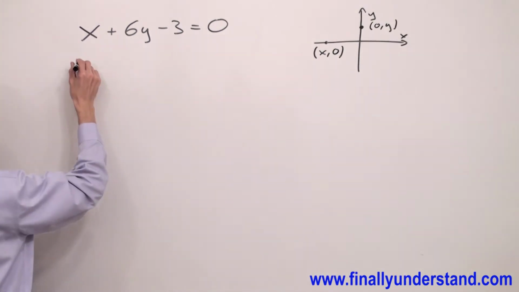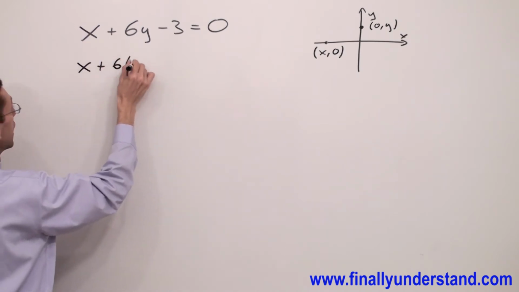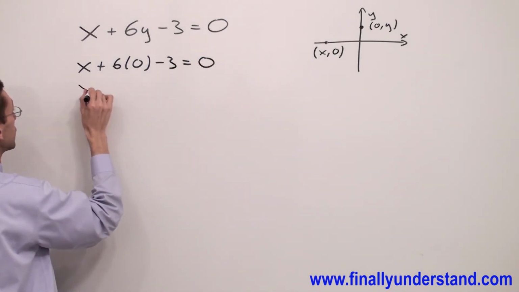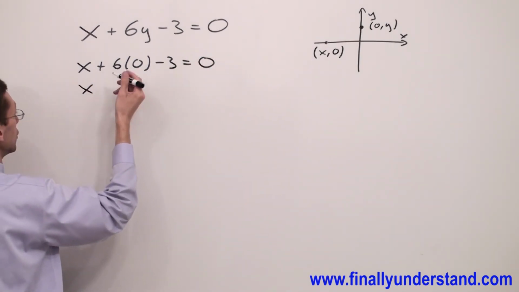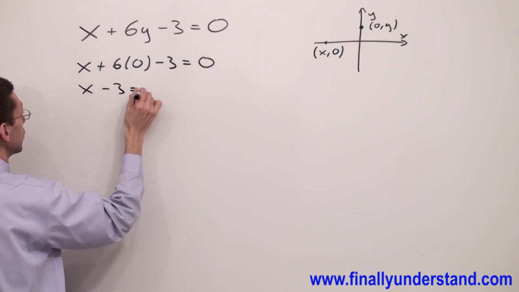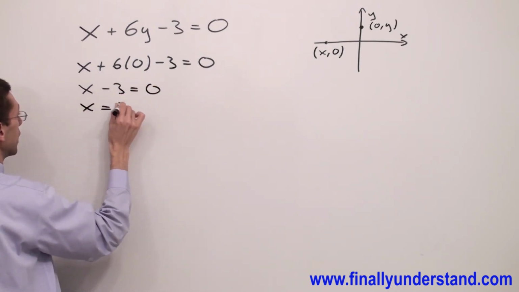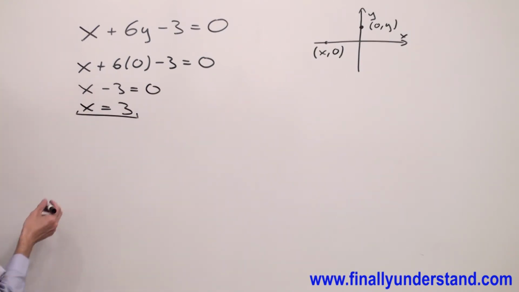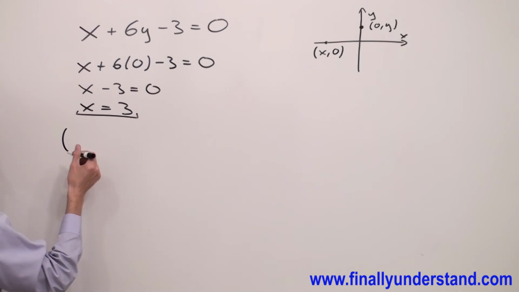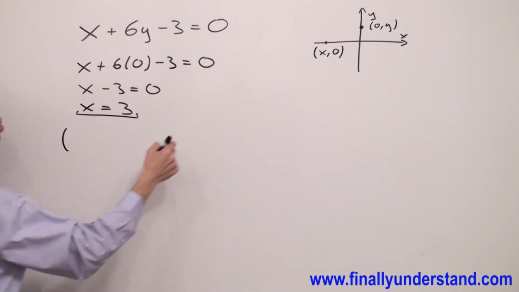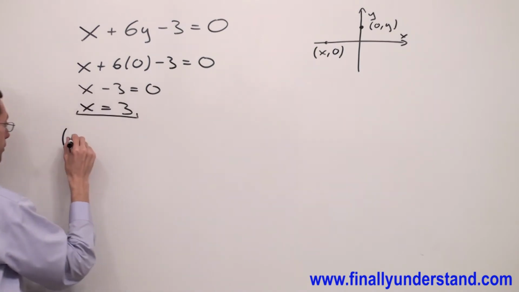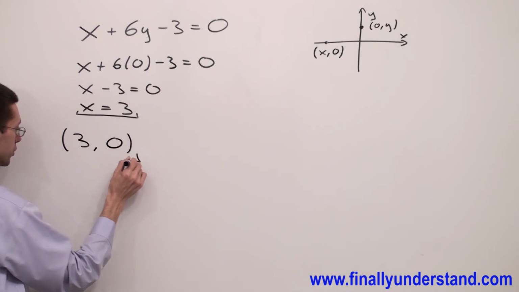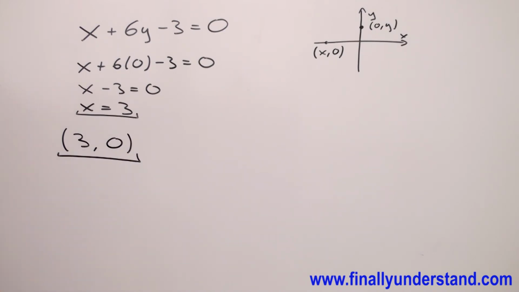So I have x plus 6 times 0 minus 3 is equal 0. So I have x, 6 times 0 is 0, minus 3 is equal 0, x is equal 3. So this is my x coordinate, and if you want to find a point, so x is equal 3 and y must be always equal 0. So this is my point, which is simply the x-intercept.